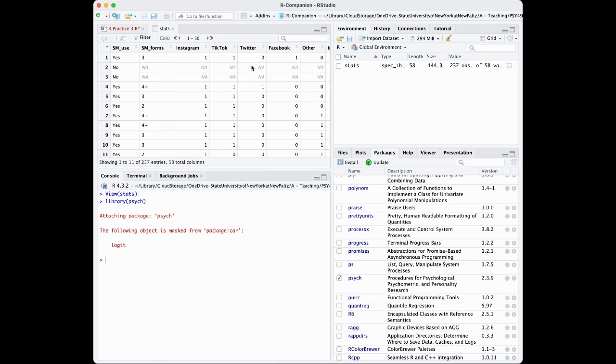complete the survey, and we got over 200 responses. And there's lots of variables here. And in class, we cleaned up this data set. So there's quite a few variables, 58 of them.